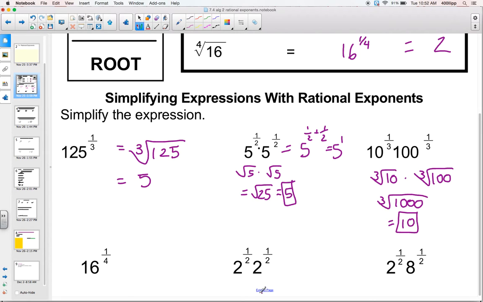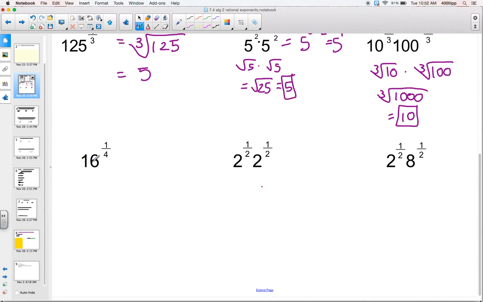Okay, continuing on here. We have 16 to the 1/4. We just did this one before. So power over root, we have the fourth root of 16. If we just take the principal root, meaning the positive value, I'll just do the fourth root of 16 or the square root of 16 twice. And I get the square root of 16 is 4. Square root of 4 is 2.